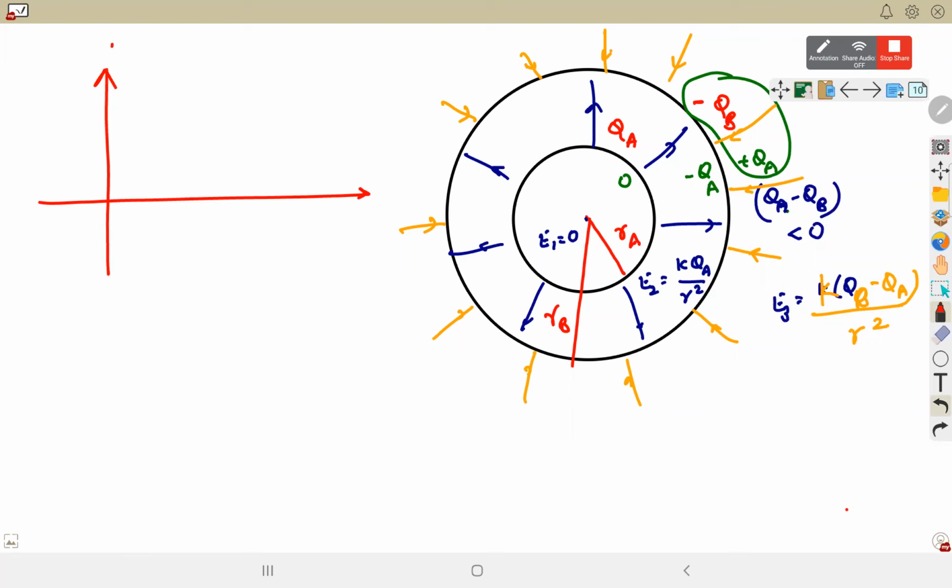E versus R graph. Up to RA, it is 0. Electric field inside the inner shell is 0. RA to RB, it is inversely proportional, and then it is negative and inversely proportional to R square. Right. Which option is this?